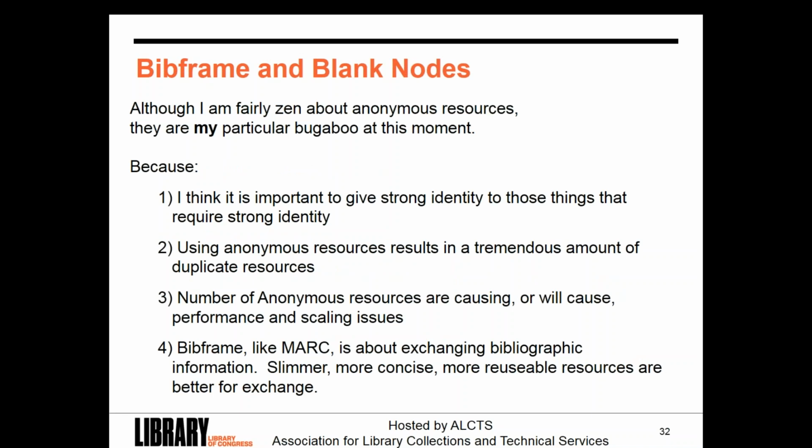One, because I think it is important to give strong identity to those things that require strong identity. Two, using anonymous resources results in tremendous duplication of resources within a system. We'll talk about that in a second. The number of anonymous resources are causing or will cause performance and scaling issues. And finally, BibFrame, like MARC, is about exchanging bibliographic information. It stands to reason, therefore, that slimmer, more concise, more readable resources are better for exchange.